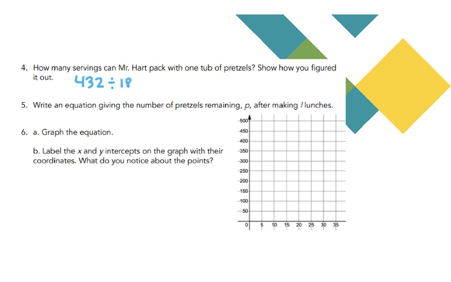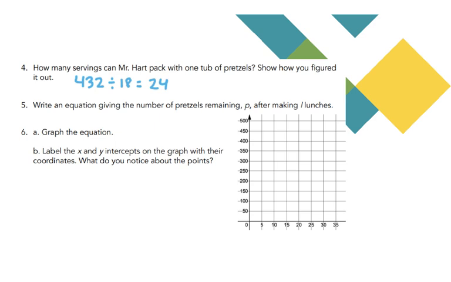So if we thought about 432 divided by 18, what would that give us? Let's think about that for a sec. So get your calculator out, and we're going to figure out 432 divided by 18, and we end up with 24. So he can make a total of 24 lunches with his tub of pretzels.